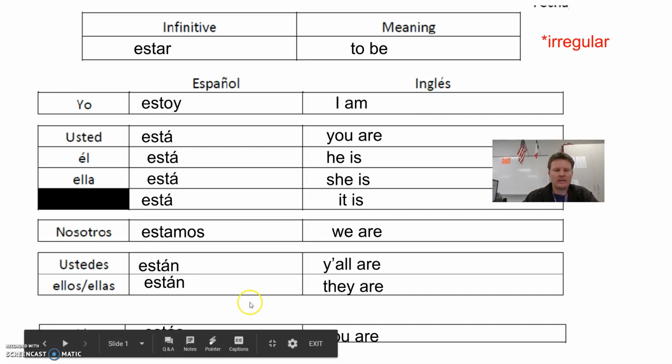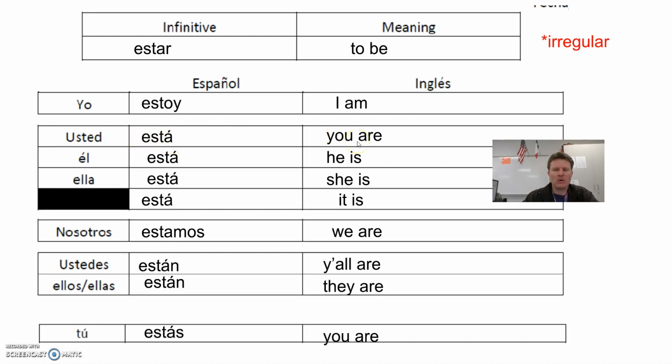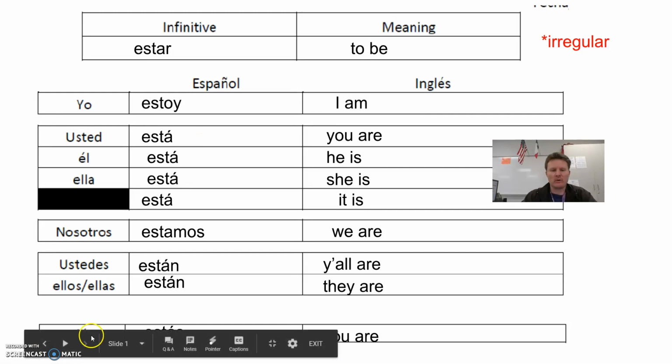Again, don't get these confused. The tú is the informal you, speaking to friends, and the usted is the formal you, speaking to people you don't know or you want to show respect to. Again, this is the verb estar. It's irregular, and it means to be, just like the verb ser, but it's going to be used in different situations compared to the verb ser, and in the future we will go over those two verbs.